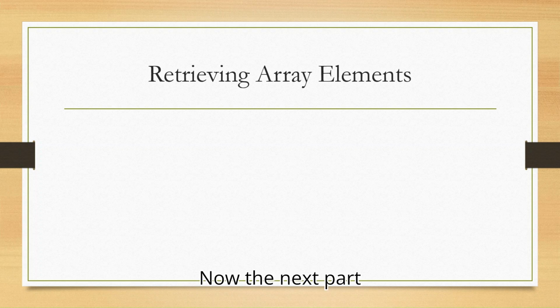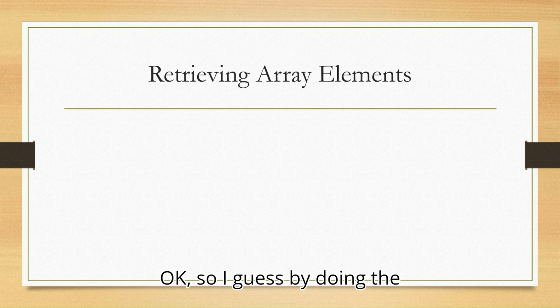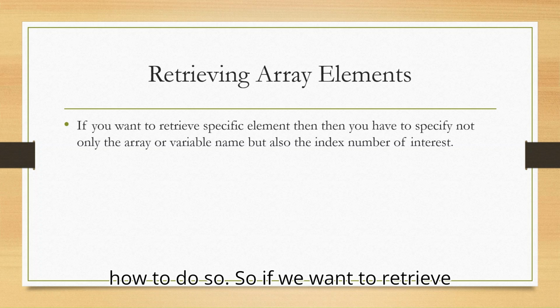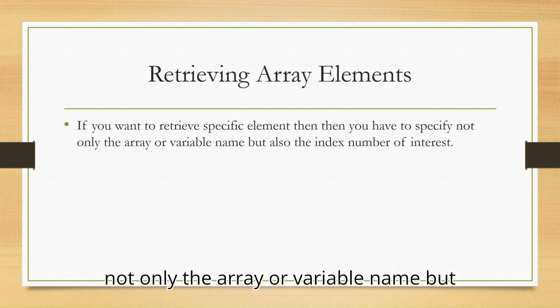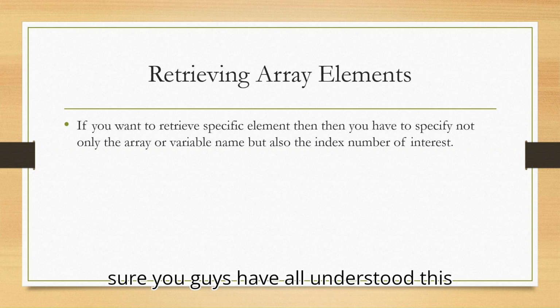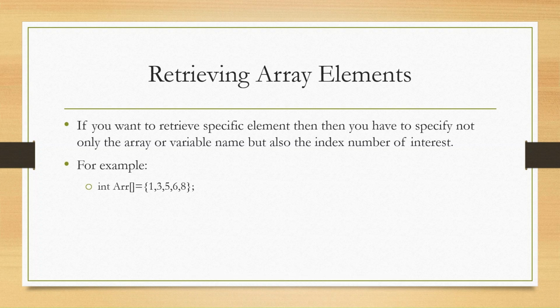Now, the next part of our topic is how to retrieve these array elements. So I guess by doing the questions, you have already figured out how to do so. If we want to retrieve a specific element, then we have to specify not only the array or variable name, but also the index number of interest. I'm sure you guys have all understood this point. For example, int array. One more thing.